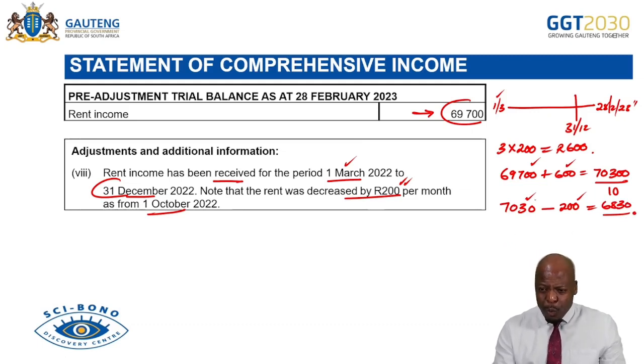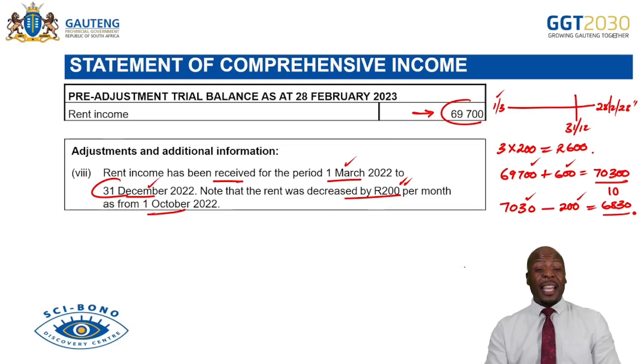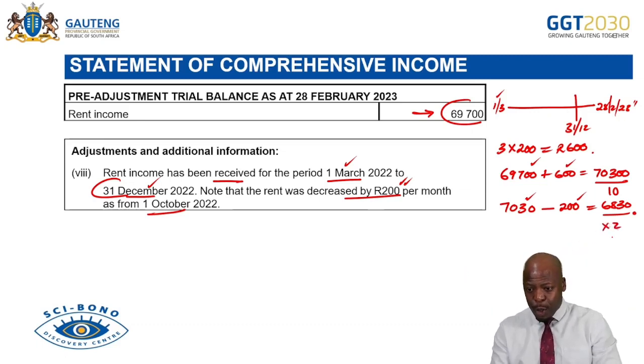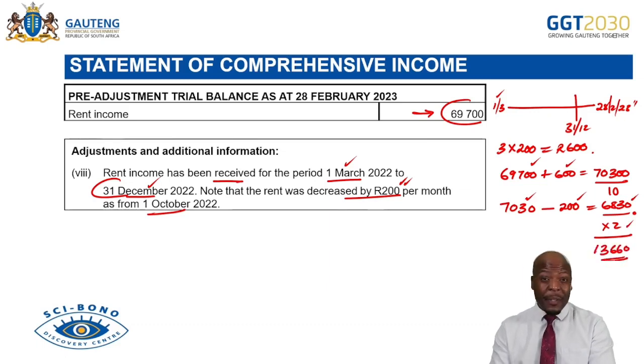Our problem is we received rent until when? Until 31 December. How many months have we not received rent? January, February. How many months are those? 2 months. So we have not yet received rent for 2 months. So we now say 6,830 times the 2 months. How much does that become? All right, thank you. Someone is saying it's 13,660. This is a rent for 2 months, after the decrease, from January and February.